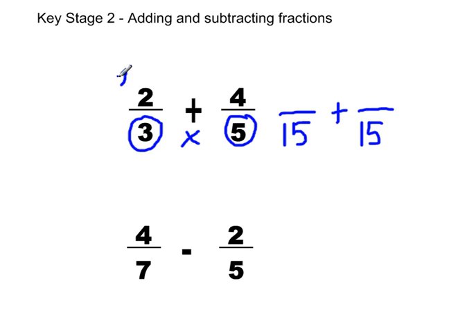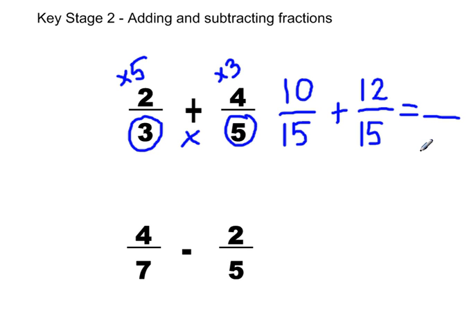Now, remembering back to our rule, whatever you do to the bottom, you've got to do to the top. And whatever you do to the top, you've got to do to the bottom. We've multiplied the 3 by 5, so we have to multiply our numerator 2 by 5. So we get 10/15. And the same with the other side. We've multiplied our 5 by 3, so we have to multiply our 4 by 3. So we end up with 12/15.